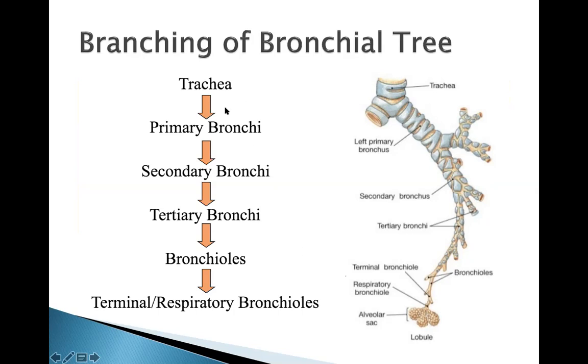All right, so if you were naming them in sequence, you'd say trachea, primary bronchi, secondary bronchi, tertiary bronchi, bronchioles, which are sort of the diminutive term of bronchi. We have terminal and respiratory bronchioles, and then eventually we're going to get into what we call alveolar sacs with the alveoli. All right, the only place we're actually going to get exchange or respiration occurring is down here at the alveolar sacs. Everything else is conducting.